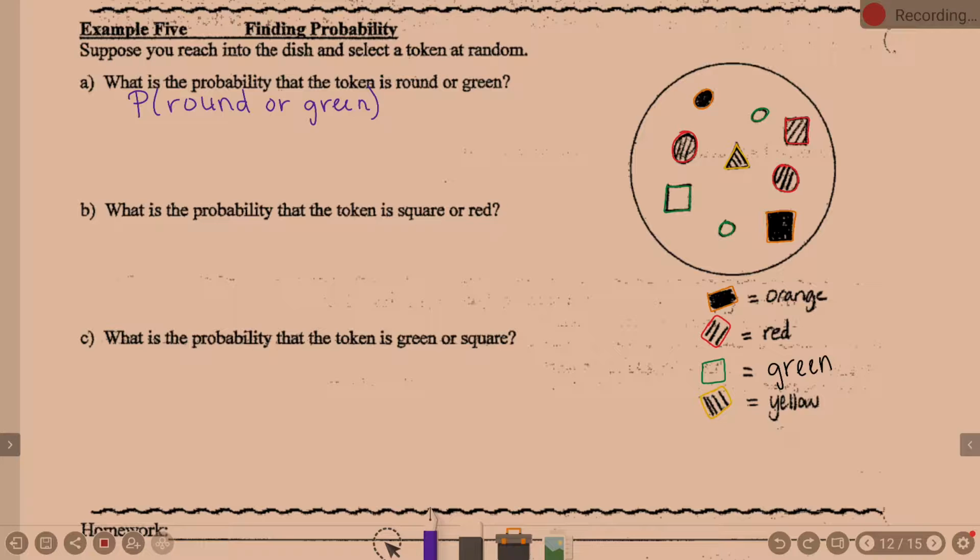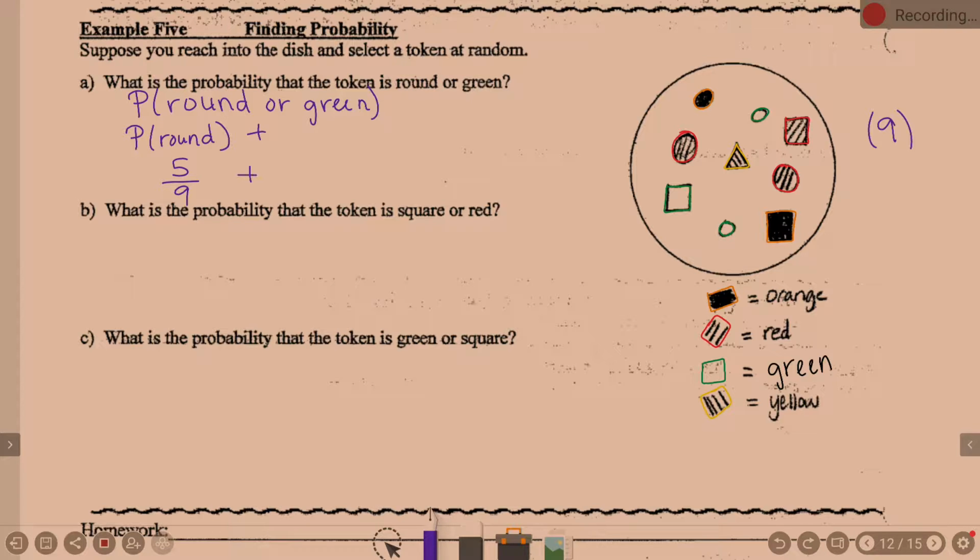So what probability are we going to start with here? Probability of round. What is the probability of drawing a round token from this dish? Five. If you count all the round figures, there are 5. How many total tokens in this dish? 9. There are 9 total, yes? So, probability of a round token is 5/9. Since it's or, we're going to add.